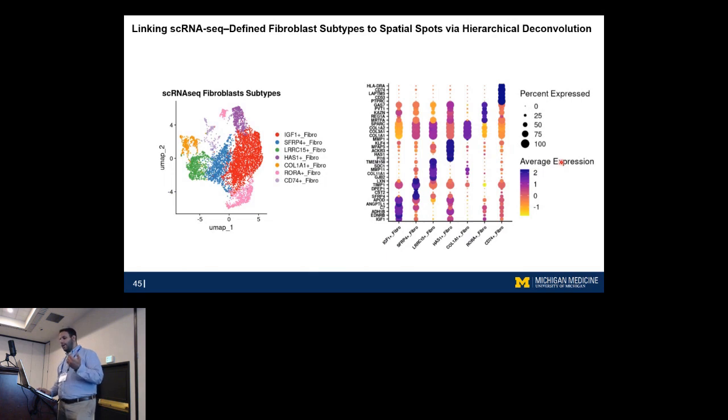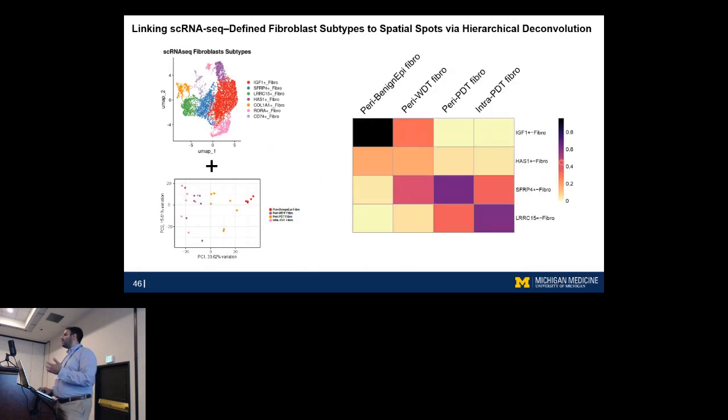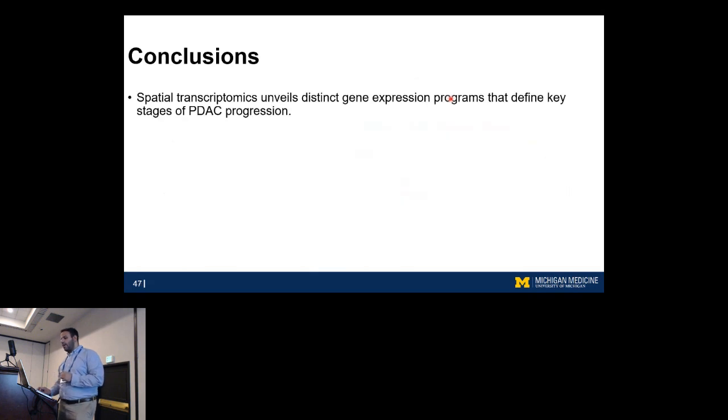Yeah, and lastly, we're feeding in the single cell data. So again, the single cell data is our true ground truth. So we're feeding the single cell data in a sort of hierarchical deconvolution to see what are the different cell subtypes that are defined from the single cell data in our different domains. So we can see that there are different single cell defined fibroblasts that are enriched in different domains.